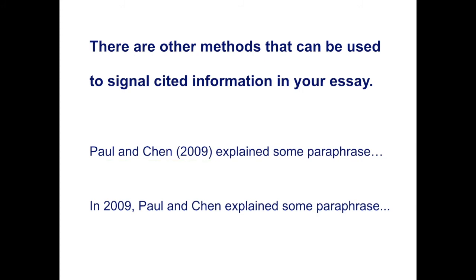And here we have our second example, in which case the year as well as the authors have been included in the signal phrase. In 2009, Paul and Chen explained some paraphrase. This is a valid way to cite. You do not need to include the authors and year at the end of this particular paraphrase because you have signaled both already.